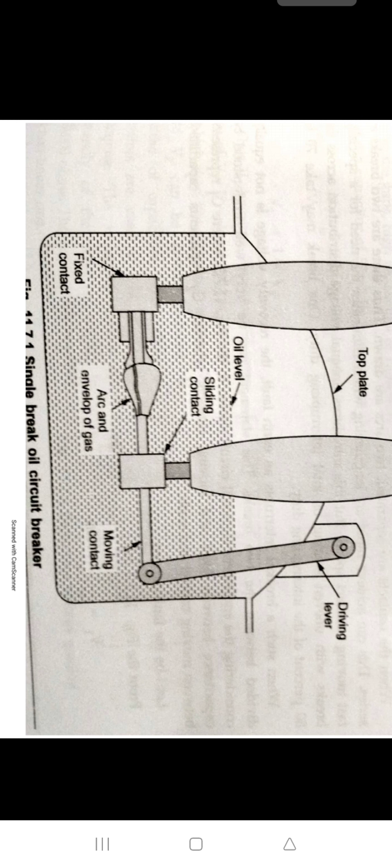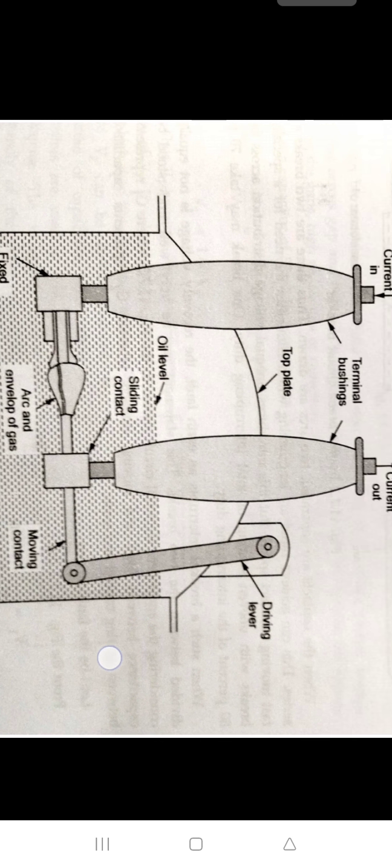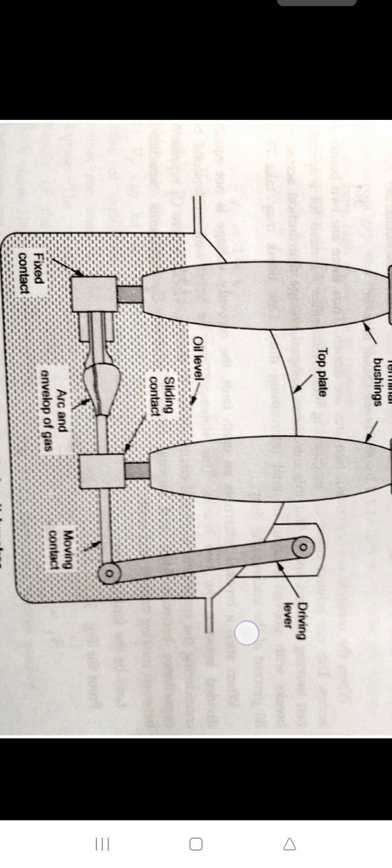With the withdrawal of the moving contact, arc length increases and gas formation rate decreases as temperature lowers. When the distance between fixed contact and moving contact reaches a critical value, the arc gets extinguished at some current zero. So here the circuit of a single break oil circuit breaker is shown, and the other one is a double break oil circuit breaker. The in and out of the current is through the terminal bushing.